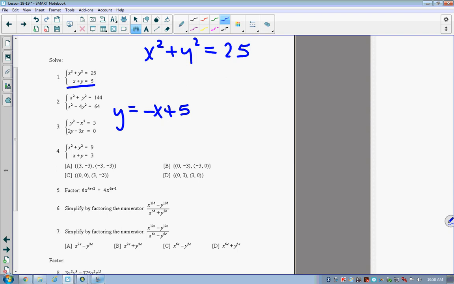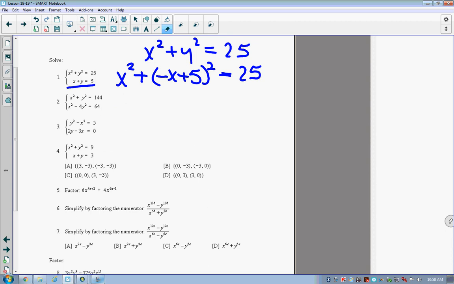What I would end up doing is rewriting this so that I get x squared plus, in parentheses, negative x plus 5 squared equals 25. I'm going to go ahead and erase my equation of a line, just so I can ask this question. Negative x plus 5 squared, what am I doing with that? Foiling. Good. So we see x squared, and I'm getting negative x times negative x. What is that? Positive x squared. I'm getting negative x times 5, that's going to be negative 5x. I'm getting 5 times negative x.